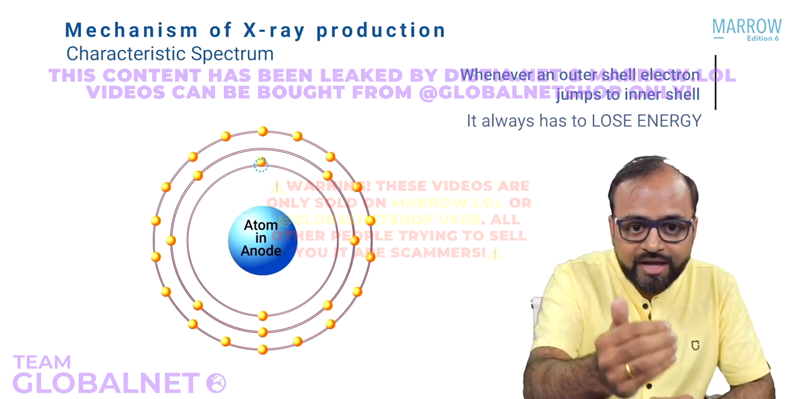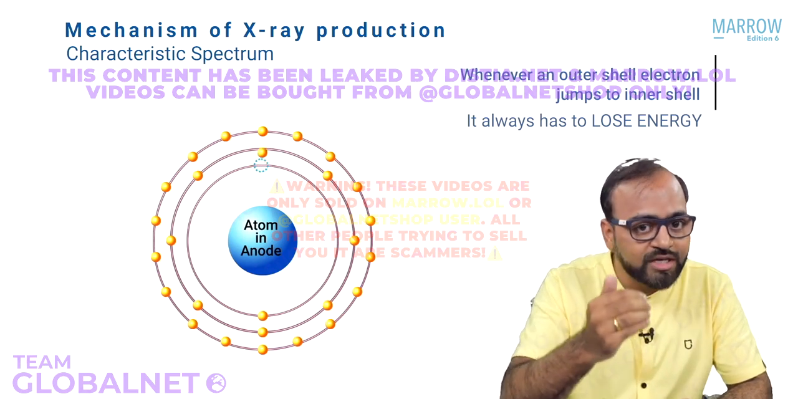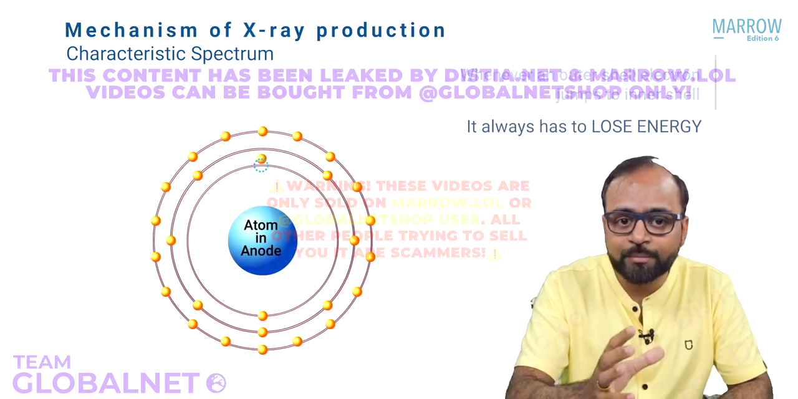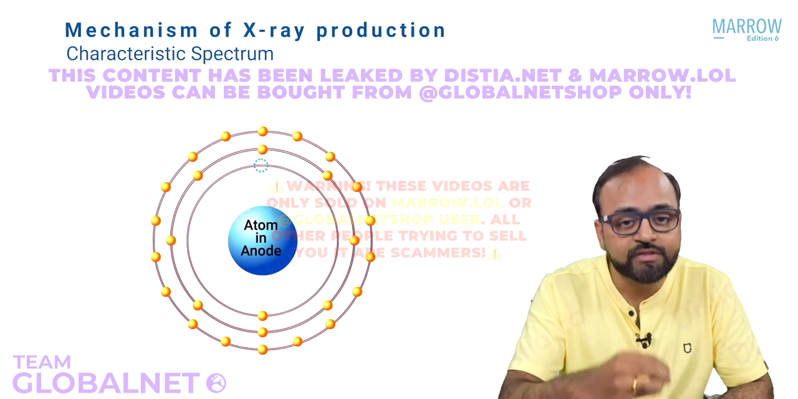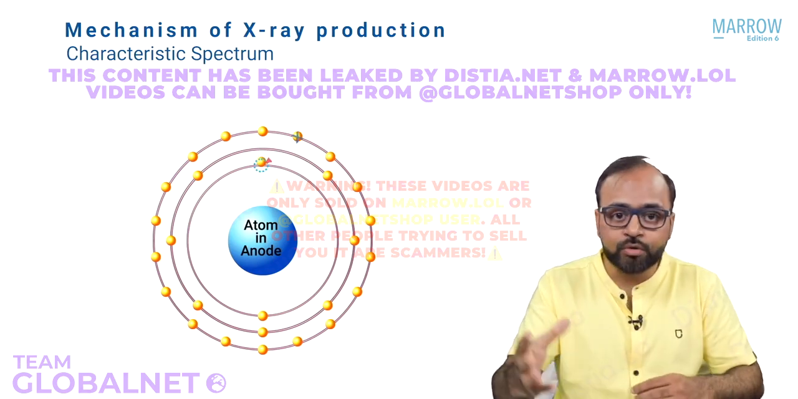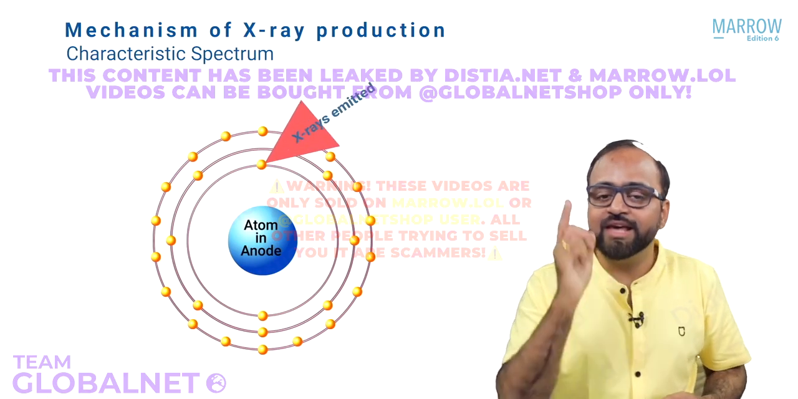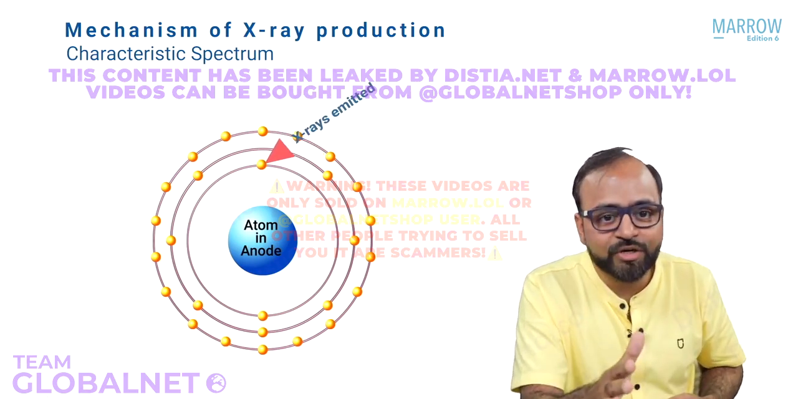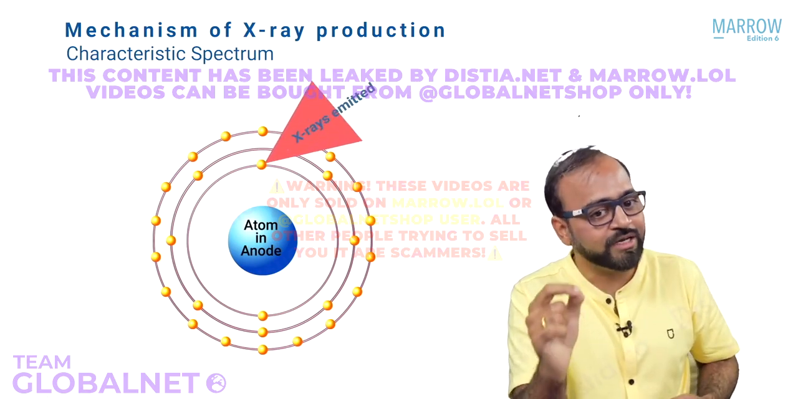So when an L shell electron jumps to the K shell here, what is going to happen? Some amount of energy will be lost, and this amount of energy which is lost or given out comes out of the X-ray tube as X-rays. That is how X-rays are produced. This is called characteristic spectrum.